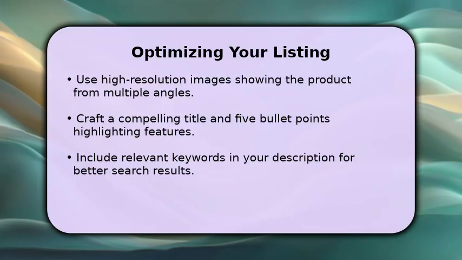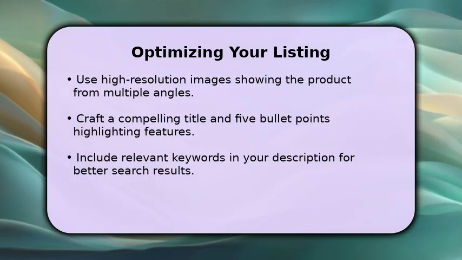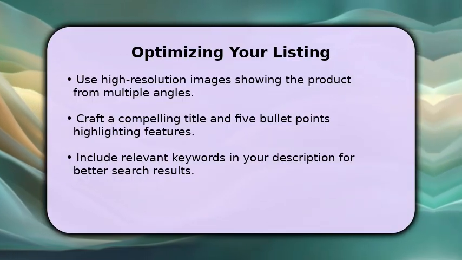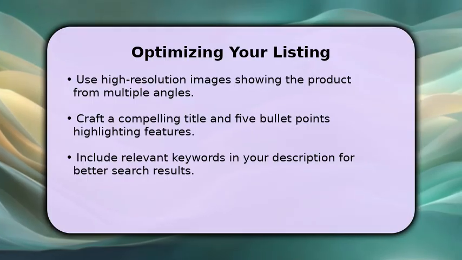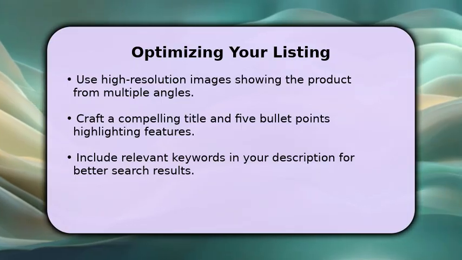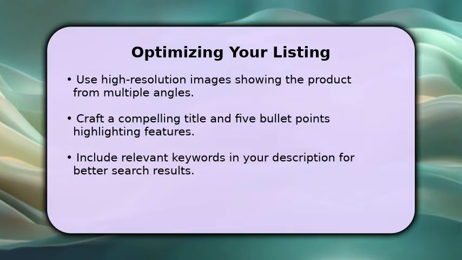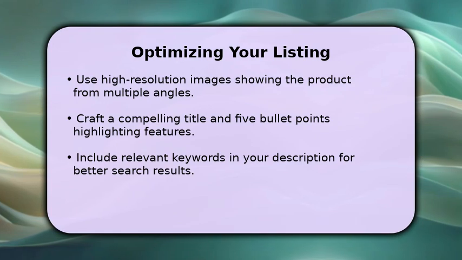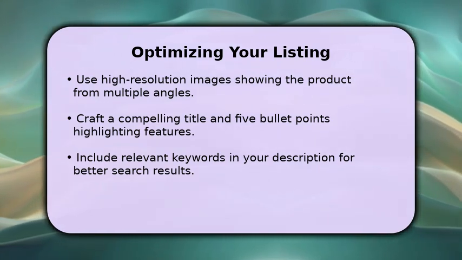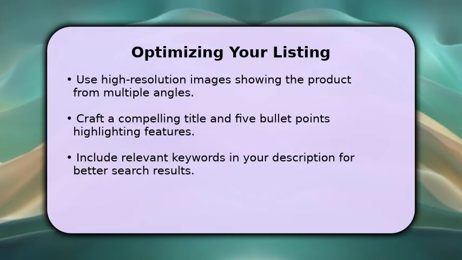Optimizing your listing is vital for visibility and sales. Always use at least 6 high-quality images, showcasing your product from various perspectives. Your product title should be clear and concise, under 200 characters, and your 5 bullet points should highlight key features and benefits. Finally, incorporate relevant keywords naturally within your product description to improve search engine ranking and attract more potential buyers.